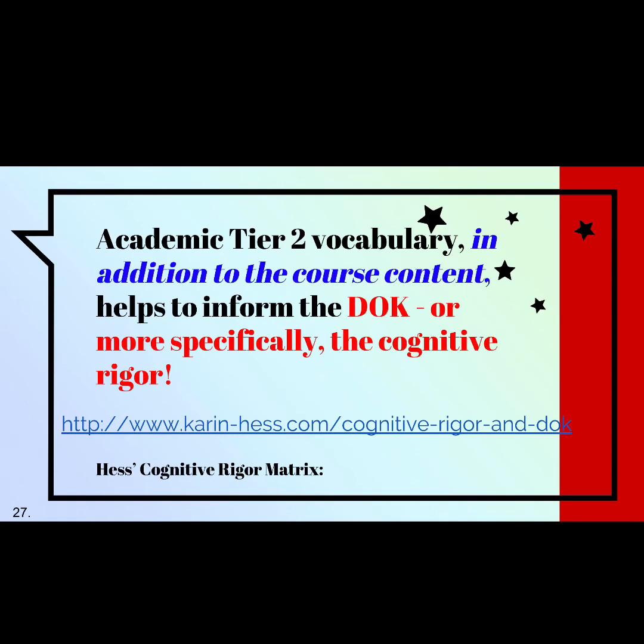I highly recommend that as you start to write your SLO, your building goals, you take a look at Karen Hess's Cognitive Rigor Matrix website. It helps you to understand the key academic vocabulary that is specific to your subject or content area, along with how the Tier 3 content helps to set the level of rigor you're asking students to perform. So we'll take a quick look at one of those matrices.